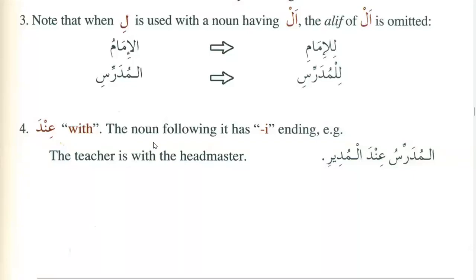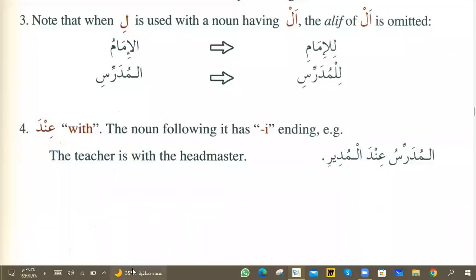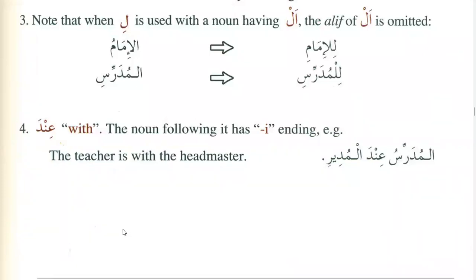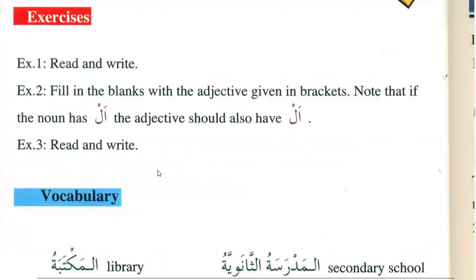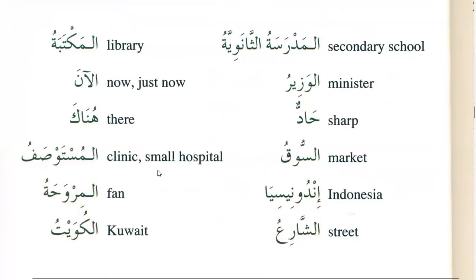Inda gives kasra to the next word. The noun following it has a kasra ending. Example: the teacher is with the headmaster. Al-mudarrisu indal mudiri. Al-mudarrisu indal mudiri. So the teacher is with the headmaster. Inda gives kasra to the next word. Miss Vidad, read the vocabulary.